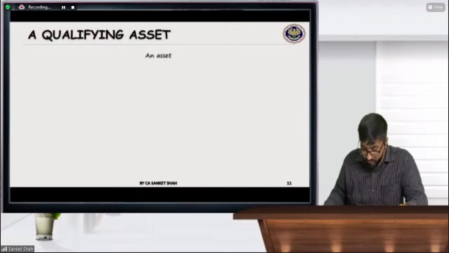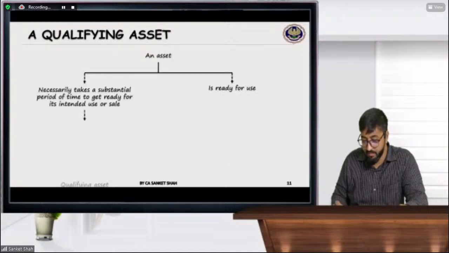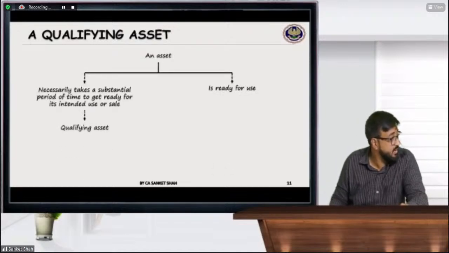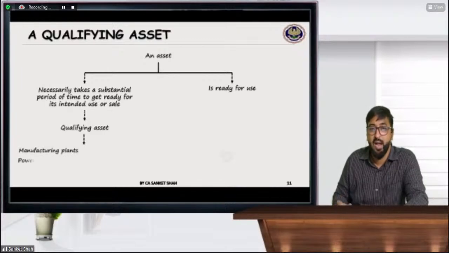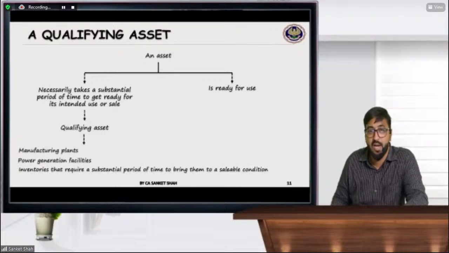चलो. An asset which takes a substantial period of time to get ready for its intended use is called a qualifying asset, sir. And if it is ready to use, it is not a qualifying asset. And what are examples, sir? Manufacturing plants, power generation plants, inventories.